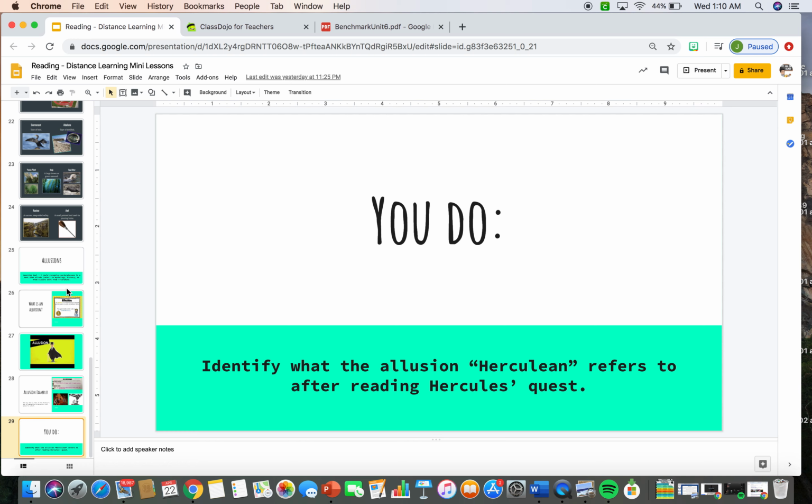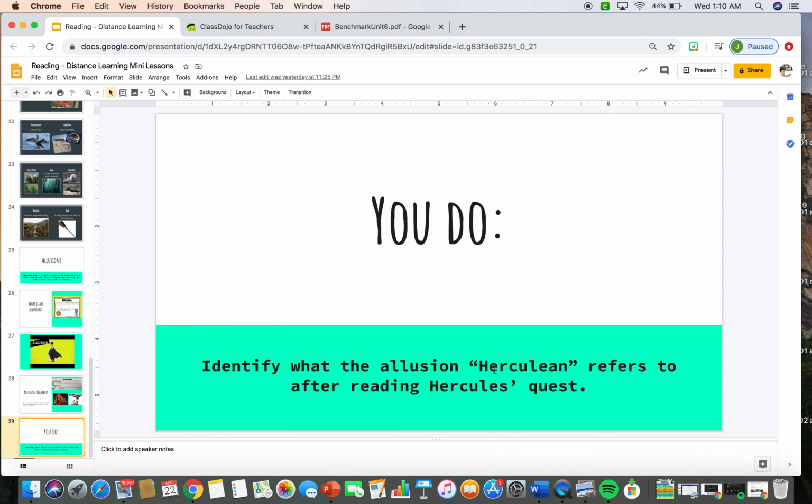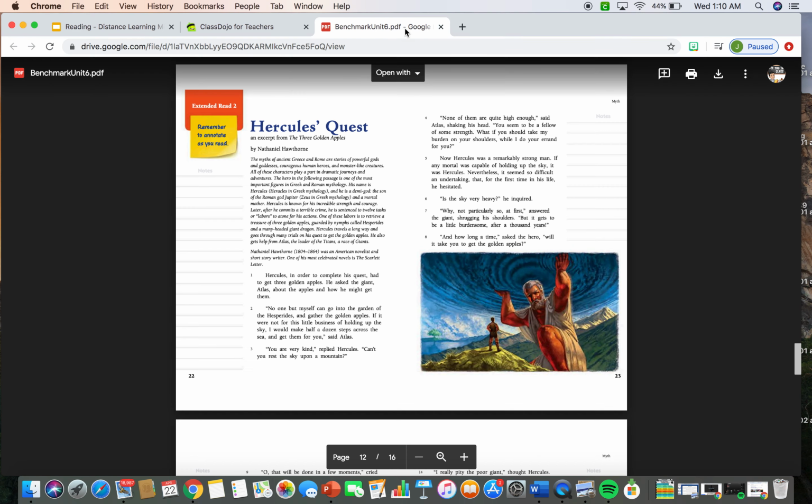Okay, so Hercules is a very famous myth. A lot of people know the story. There's a movie created after the myth. So it's a very famous story, or myth in this case. And a lot of people refer to it. And a lot of people like to use the word Herculean whenever they're writing. So you're going to figure out what it means after you finish reading Hercules' Quest in your Benchmark Unit 6 book.